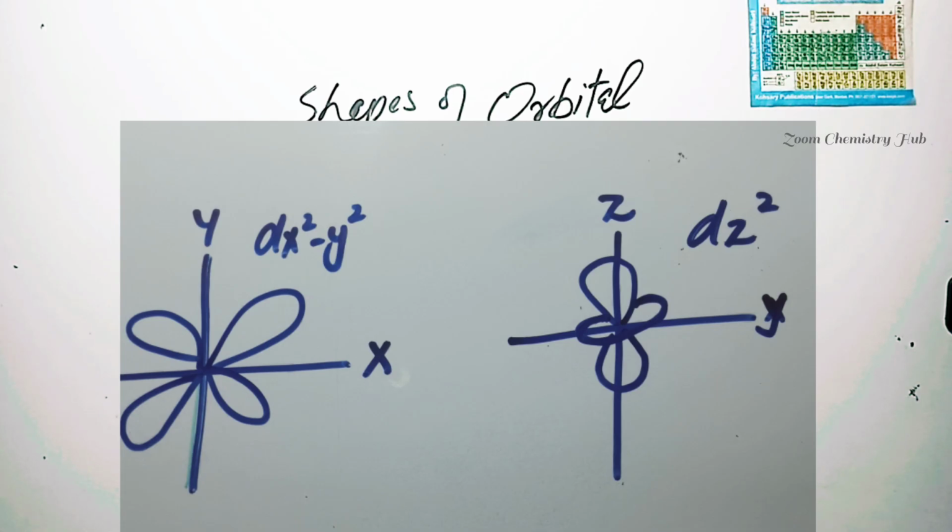So this is the dz square. The shape of dz square is totally different from the others. The dz square resembles the p orbitals with an additional ring-shaped lobe in the center. In spite of different shapes, dz square is mathematically equivalent and shows the same properties as the other d orbitals.